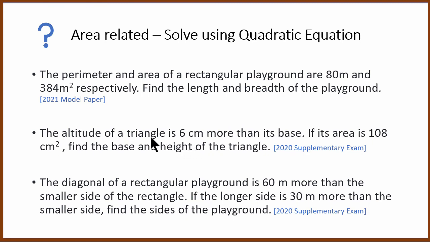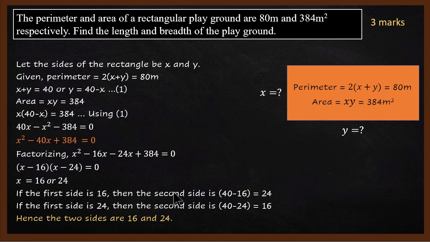It doesn't have to be rectangle, it can even be triangle. And in the case of triangle, they given a relationship between altitude and the base, and then they've asked you what is it to find them given the area. Okay. So it can even be diagonal. In this case, they've given a diagonal of a playground and the relationship between diagonal and the smaller side, and then you're supposed to find the sides of the playground. Let's look at one of the examples to see how to solve this.